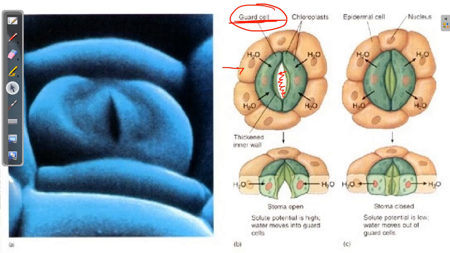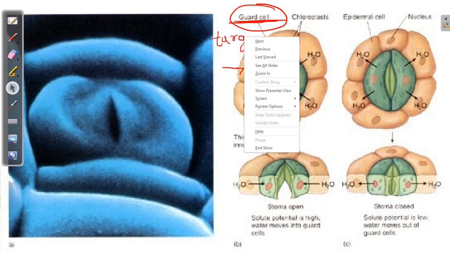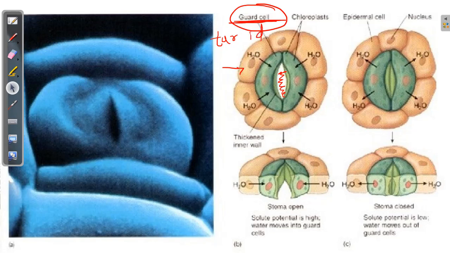And how will the guard cell open? When the water enters the guard cell, it becomes turgid. This is a biological term. Turgid means hard, and that is the reason it opens, and when open, carbon dioxide can go in, oxygen can come out. So this type of gaseous exchange takes place.